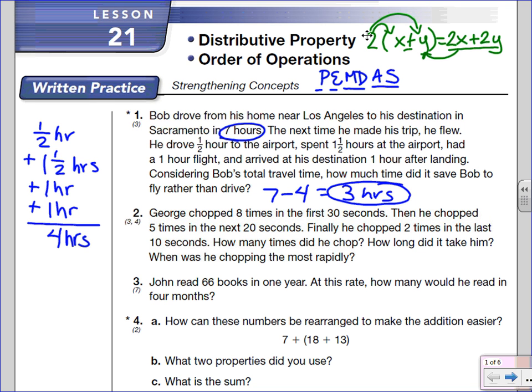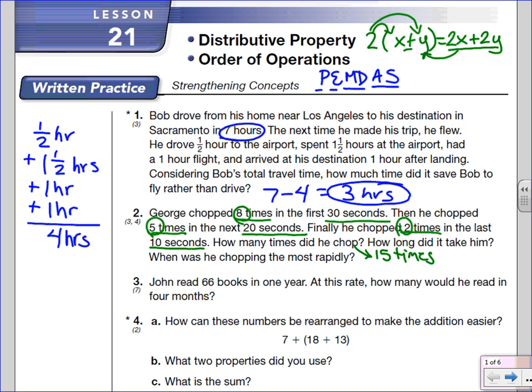George chopped 8 times in the first 30 seconds. Then he chopped 5 times in the next 20 seconds. Finally, he chopped 2 times in the last 10 seconds. How many times did he chop? So we have 8 plus 5 is 13, plus 2 is 15. So how many times did he chop? 15 times.